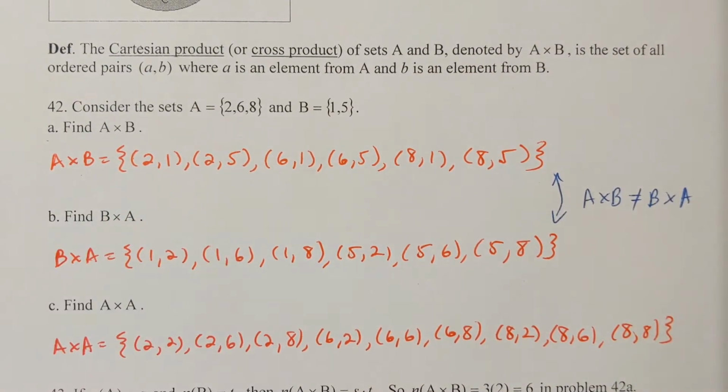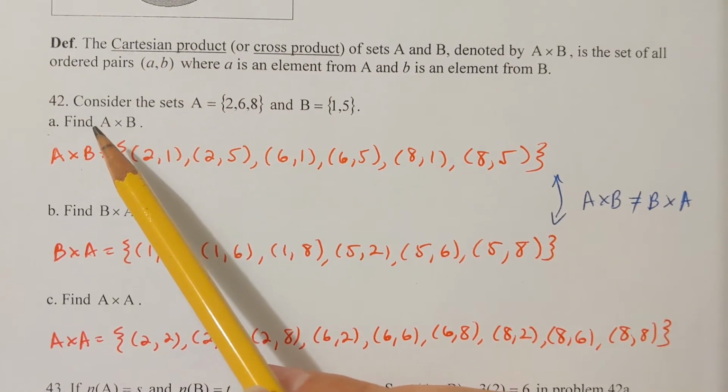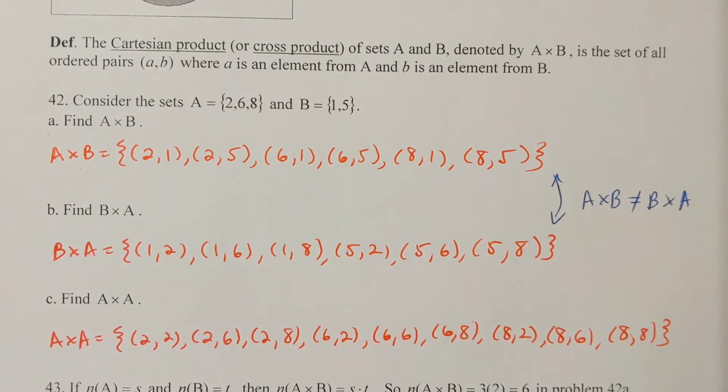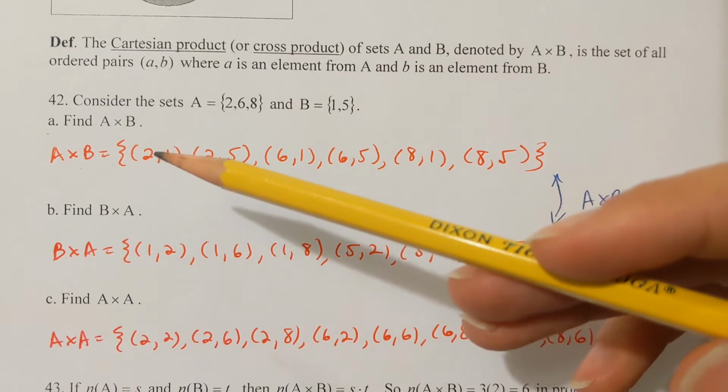A definition: the Cartesian product, or sometimes we say cross product, of sets A and B, which is denoted by A cross B, is the set of ordered pairs (a, b), where a is an element from capital A and b is an element from capital B. Okay, so as an example, suppose we have problem 42 here. Consider the sets A, which is the set containing 2, 6, and 8, and B, which is the set containing 1 and 5. Okay, part A, find A cross B.